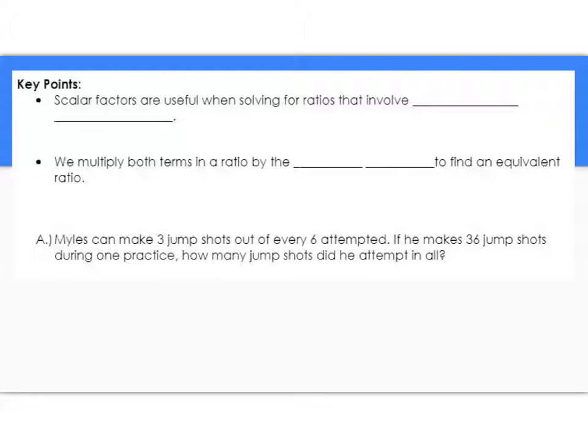So some key points about scale factors. They're useful when solving ratios that involve large numbers, because you don't want to use tables for some of these. They will take you too long. We multiply both terms in a ratio by the scale factor to find an equivalent ratio. So let's take a look at a quick example here. Miles can make 3 jump shots out of every 6 attempted. If he makes 36 jump shots during one practice, how many jump shots did he attempt in all?